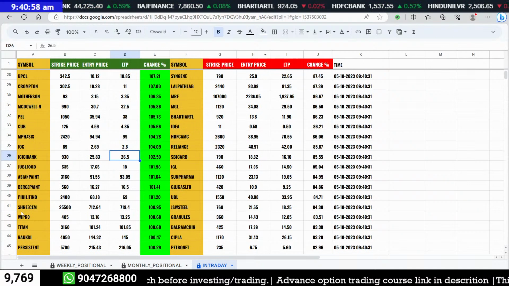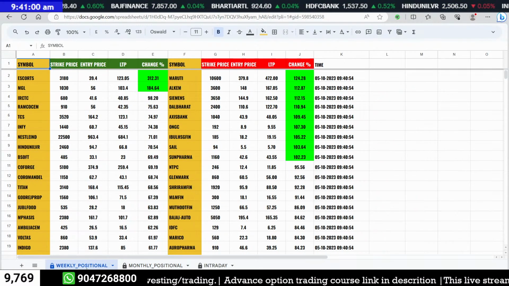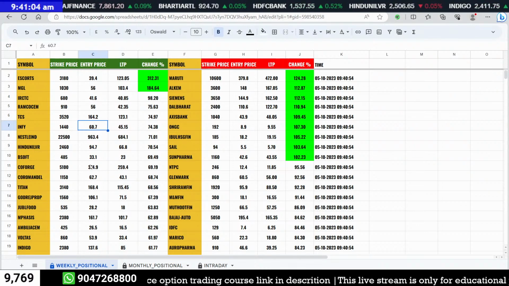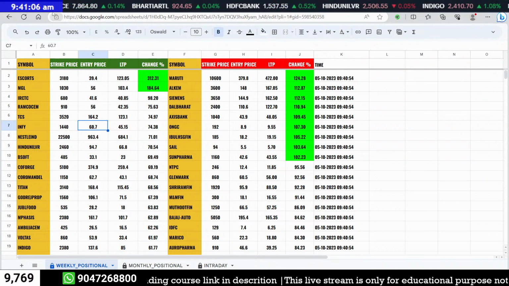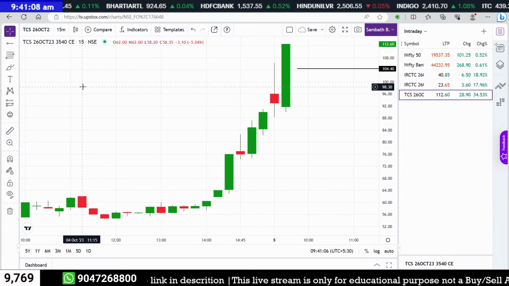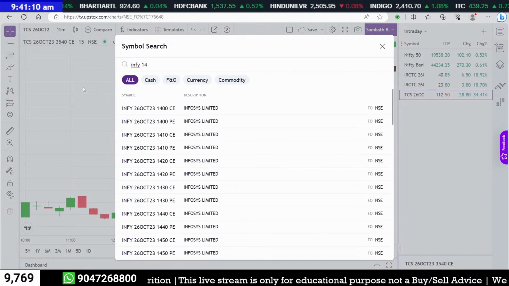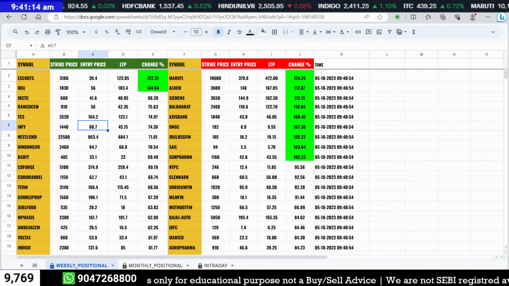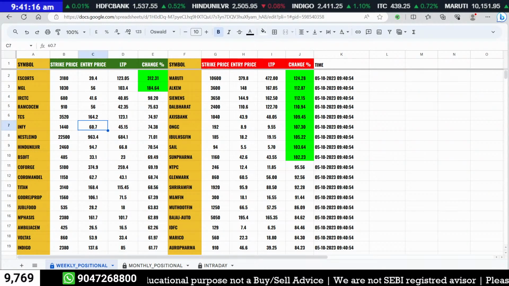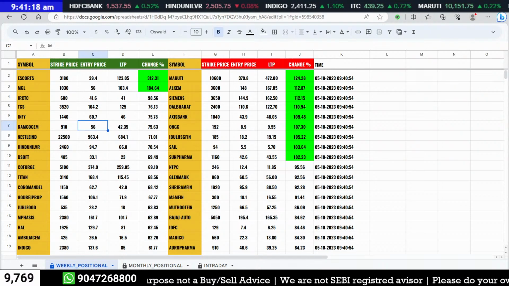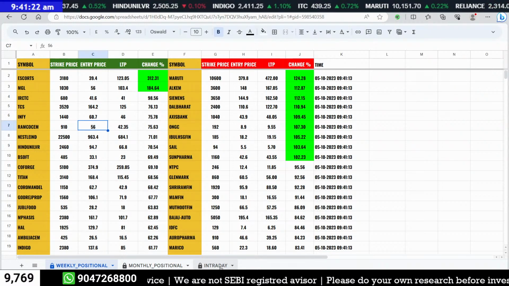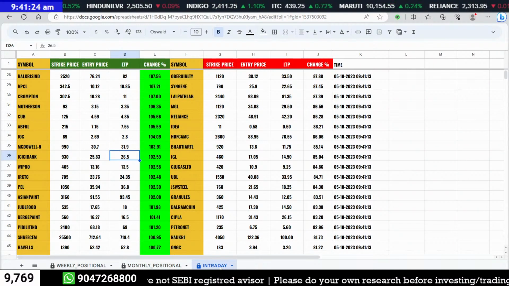Infosys, Dinesh, what is happening on Infosys? We are looking at Infosys for our positional strategy. Based on our advanced option strategy, it is about the 1440 strike price which we are looking for. Infosys 1440 call, we are looking for around 60.7 and above. Currently it is 45, so it is so far away from our monthly positional, and maybe there are chances it can be triggered.